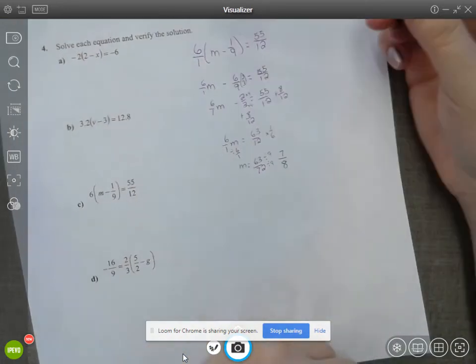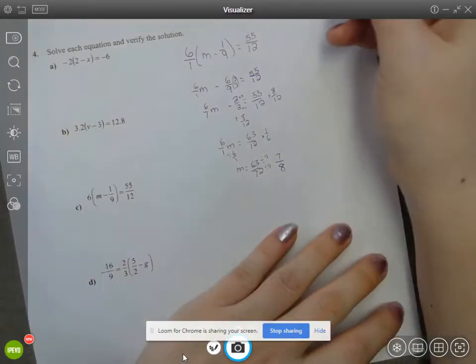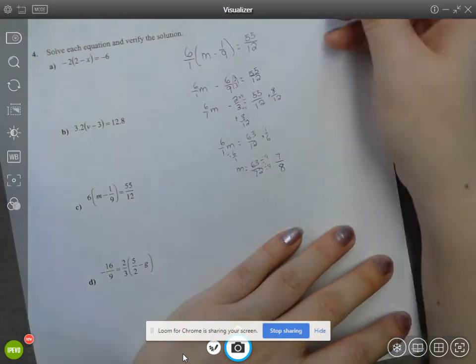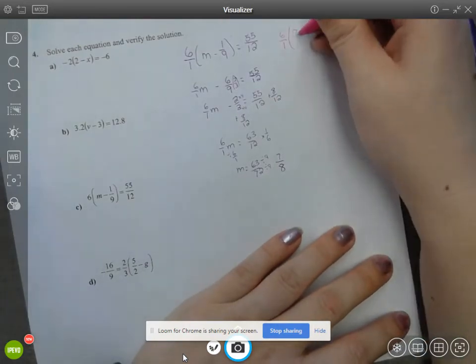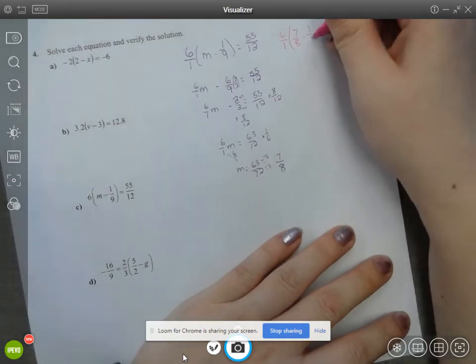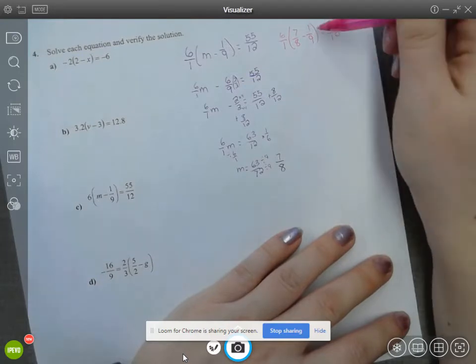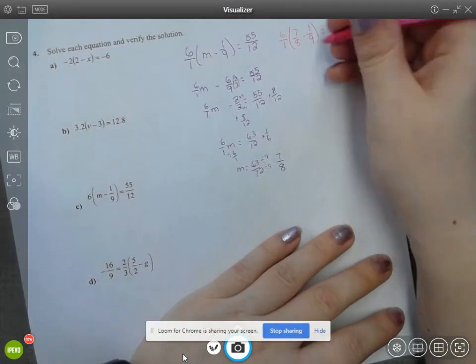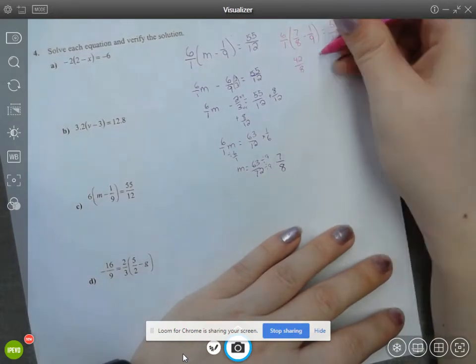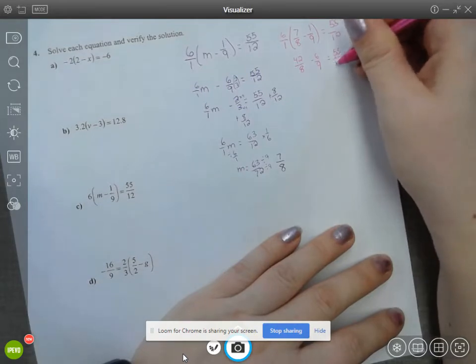Now it does also say here to please verify your solution. So when you are verifying your solution, you are replacing your final answer into the equation. So I'm going to say that it's 6 out of 1, and I'm multiplying that by 7/8 minus 1/9, which is equal to 55/12. I can use my distributive property first, which gives me 42/8 minus 6/9 is equal to 55/12.